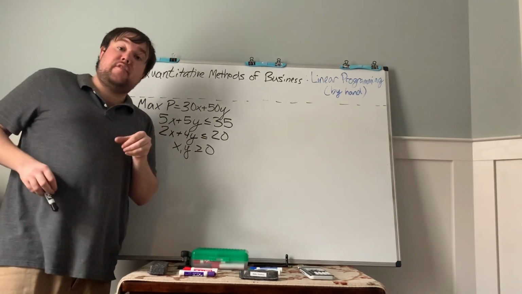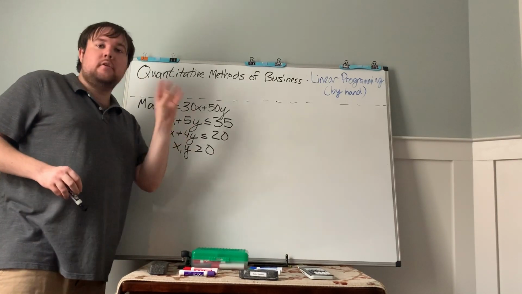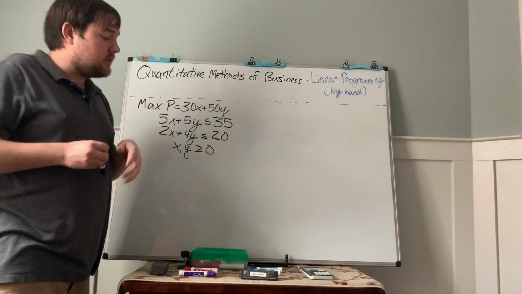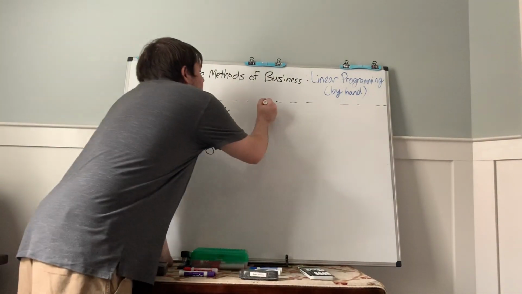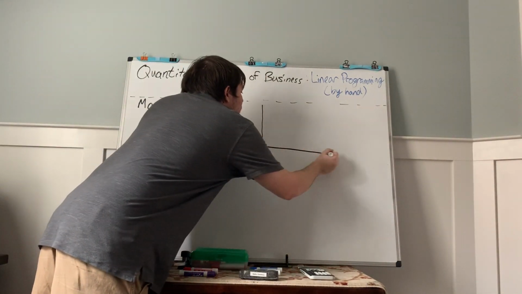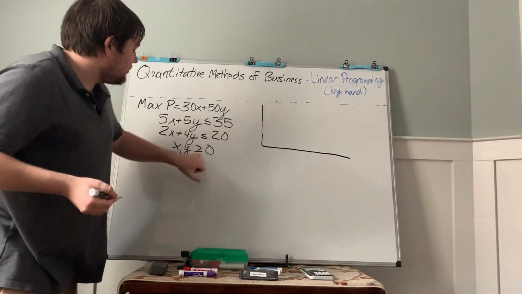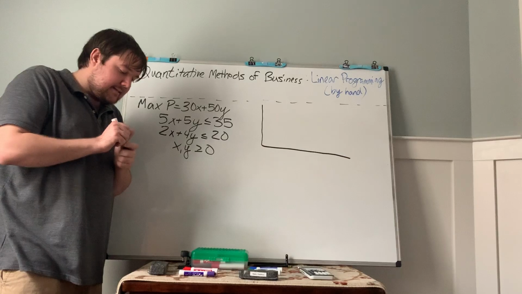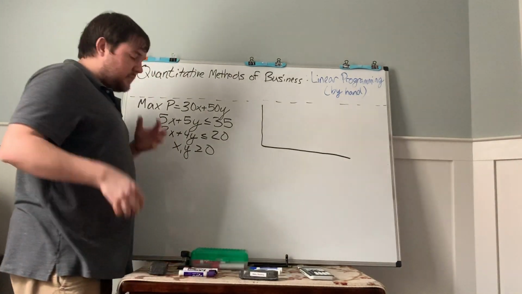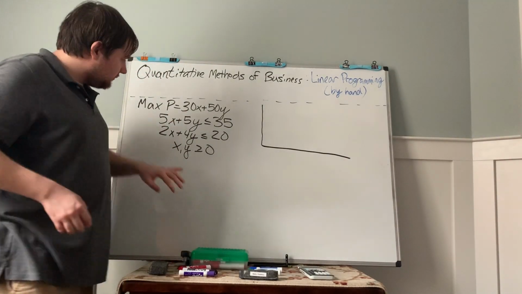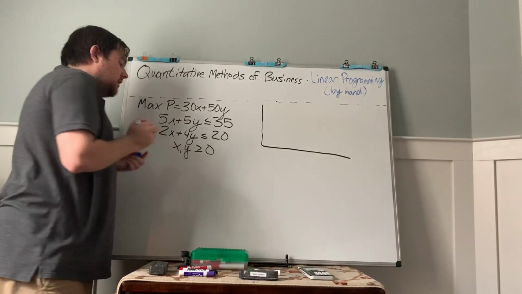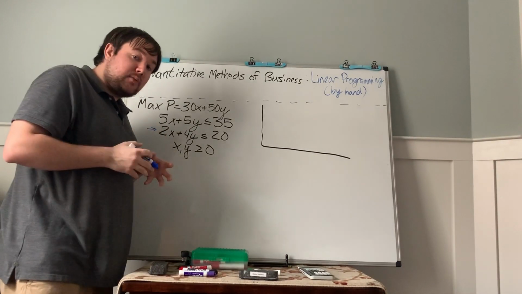Okay, the first step is to graph our constraints. We're going to graph these three constraints. And so we need just our normal graph. We only need the first quadrant because that's the non-negativity constraints. We don't need our whole xy axis. And now let's graph these. So let's focus on the second one actually. So 2x plus 4y is less than or equal to 20.